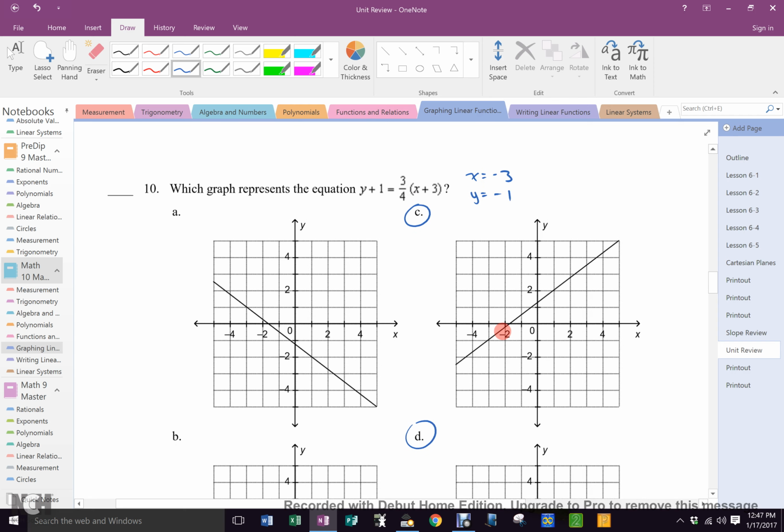Choose a point on any of these. There's a point right there. That point is 1, 2, correct? X and Y, correct? What is 1 plus 3? 4. What is 4 times 3/4? What happens to the two 4s? Cancel. So I've got 3 on this side of the equation, right? That's a Y, correct? It's 2. What's 2 plus 1? 3. Does 3 equal 3? Yep, so it has to be C.